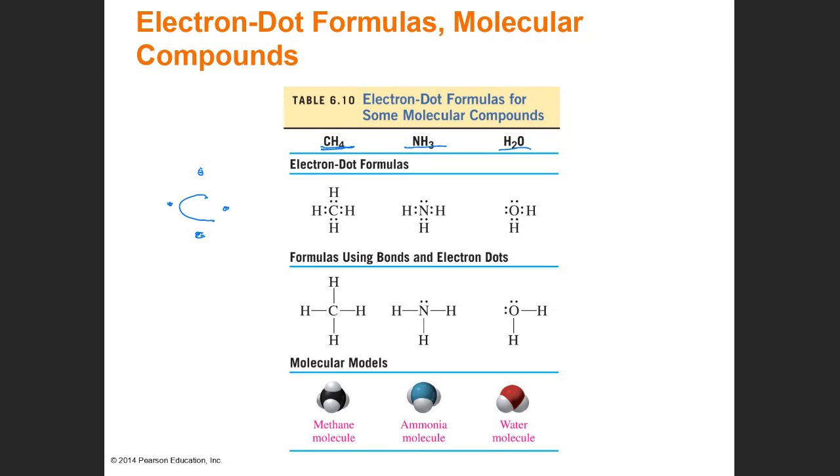And hydrogen has 1, so it's going to share each of its electrons with 4 hydrogen atoms. So as a result, we get this molecule where the carbon is bonded to 4 separate hydrogen atoms. And we form what we call a methane molecule.